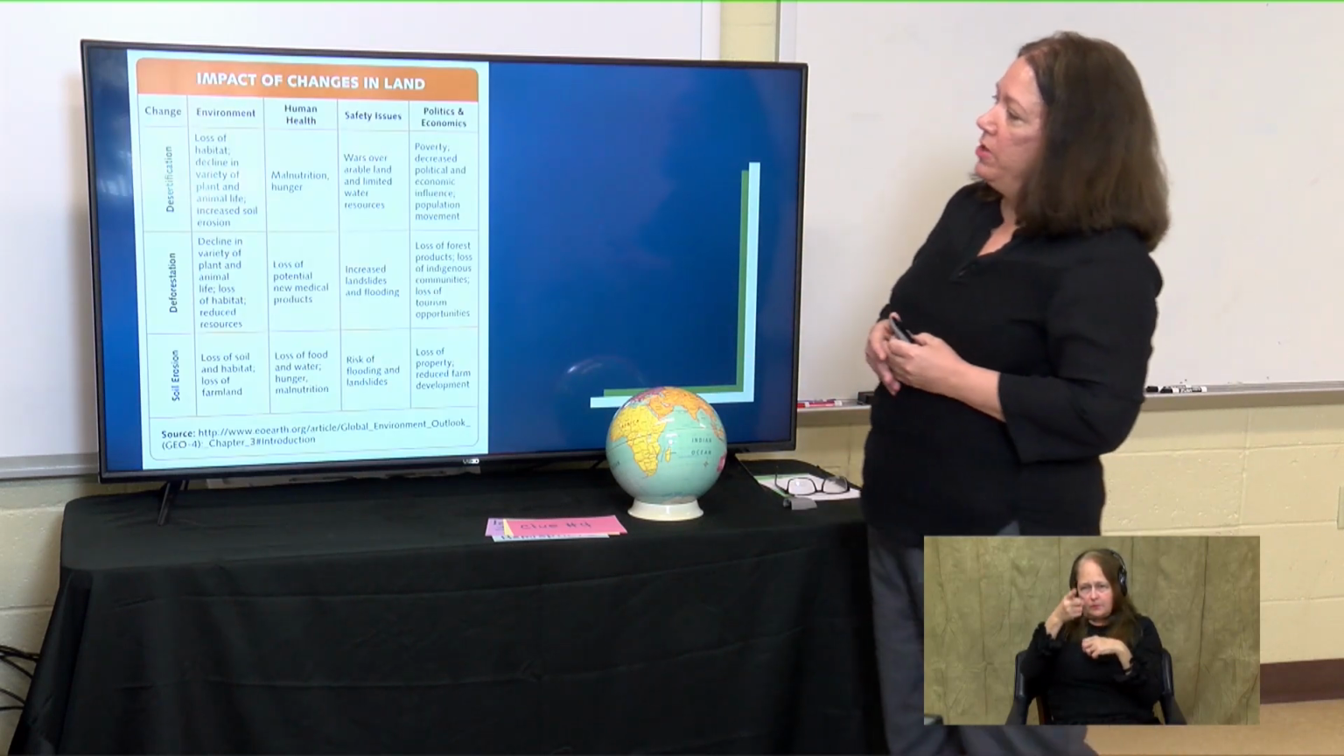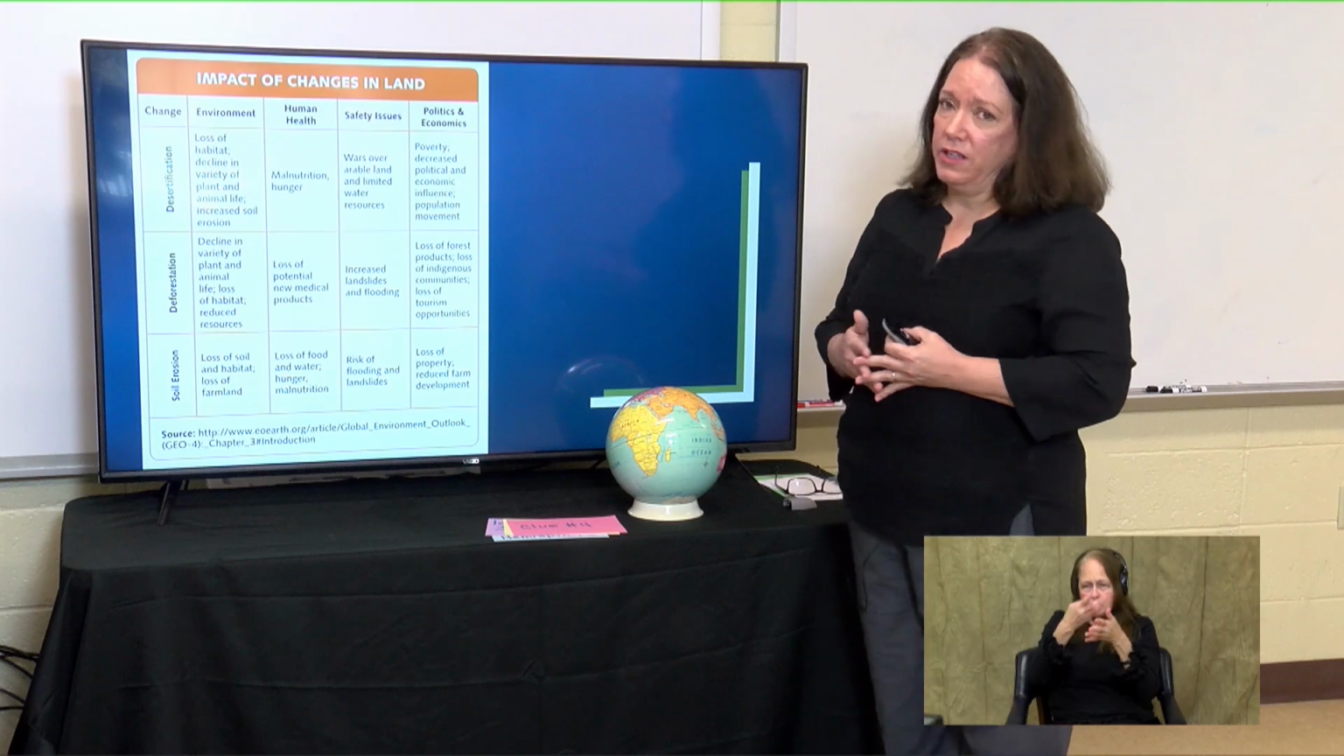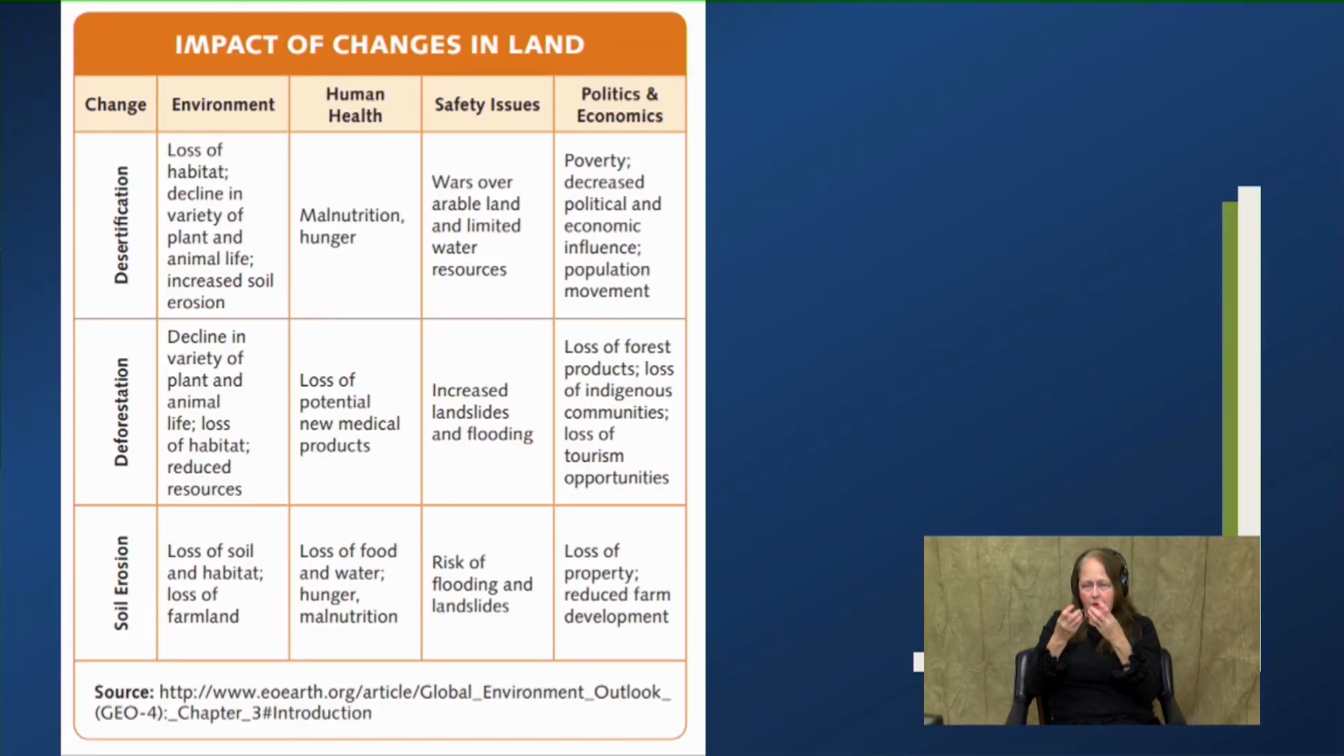This is a table that shows some of those impacts of changes in land, and you can look at desertification, deforestation, and soil erosion. They have impacts that reach in many different areas: the environment, human health implications, safety issues, and also it impacts politics and economics.